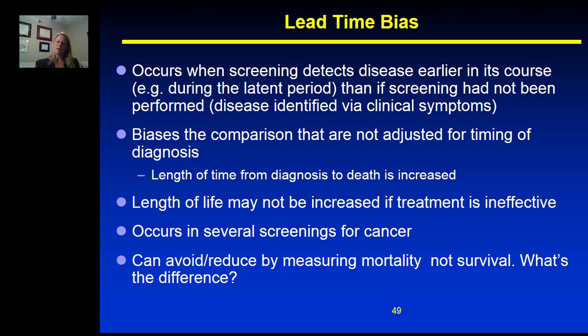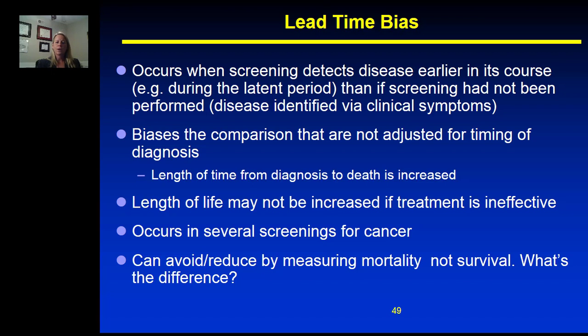What happens is that this lead time biases the comparisons if those comparisons are not adjusted for the timing of the diagnosis. And that's because the length of time from the point of diagnosis via the screening approach to the time of death is increased, but not necessarily the length of life, particularly if the treatment is ineffective or the patient dies from something else.